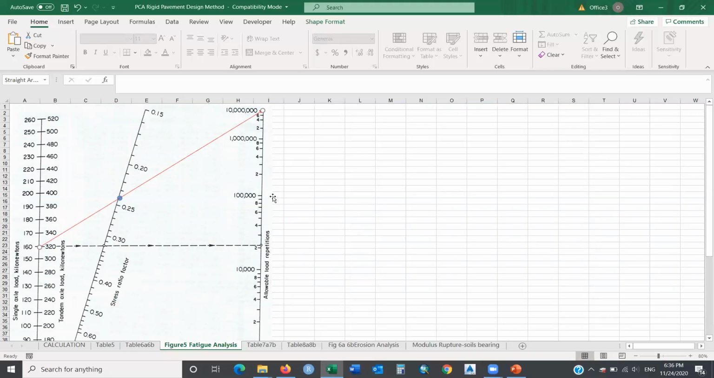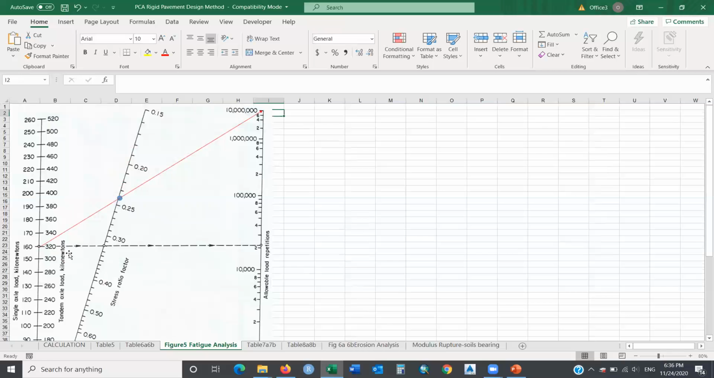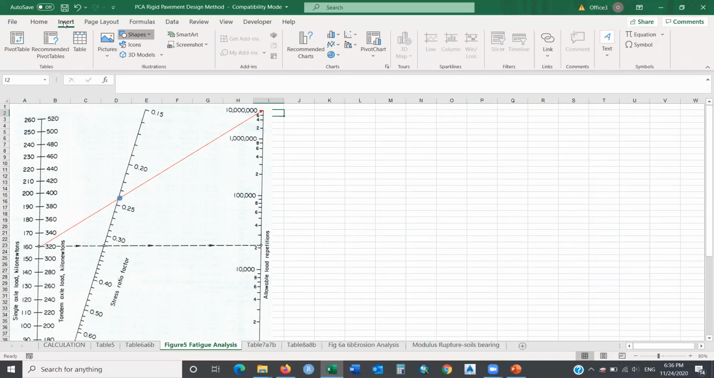The allowable repetitions are 10 million. You have consumed only 0.08%. We go to the next group, 150. You see how I am here in 160. Maybe I should put like a circle here.